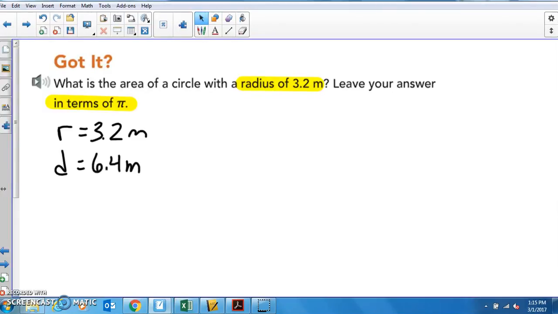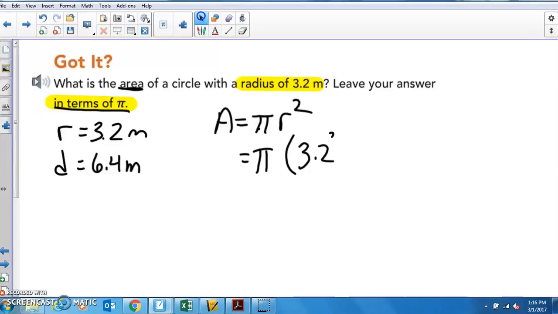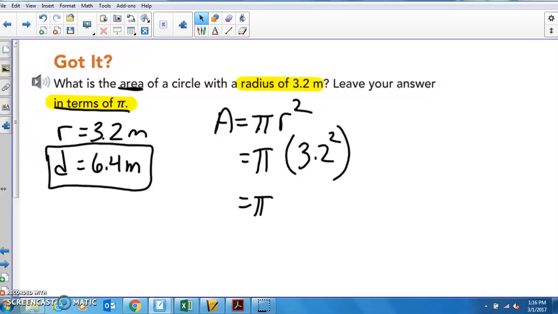And it wants us to find the area. So our area is pi r squared. And since it wants us to find it in terms of pi, we're going to leave the pi symbol in there. We're going to take our radius, 3.2, and square it. Now, since we're only using the radius, we don't need this diameter, but I just went ahead and did that anyway. So we're going to leave the pi symbol, and we do 3.2 times 3.2. And so when we square 3.2, you get 10.24.